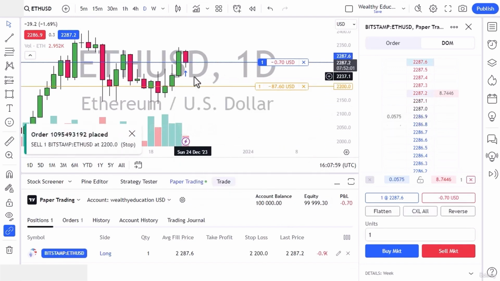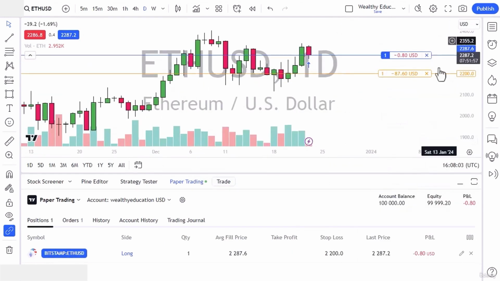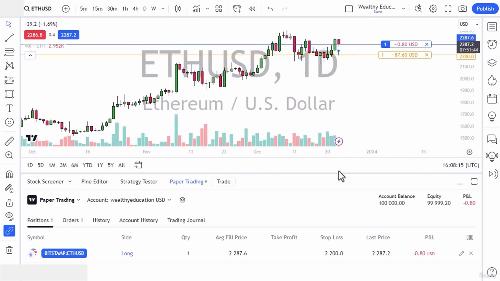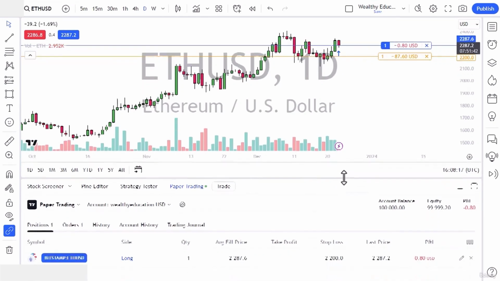And now that stop loss comes in, you notice there's an arrow there that shows where I got into the market. And then once I exit, there'll be a red arrow showing to the downside. And that's it. I mean, you're in the market as far as paper is concerned.